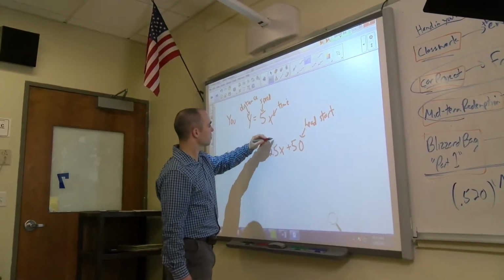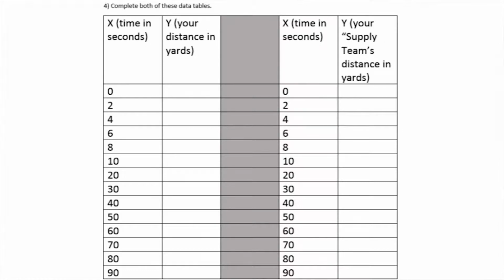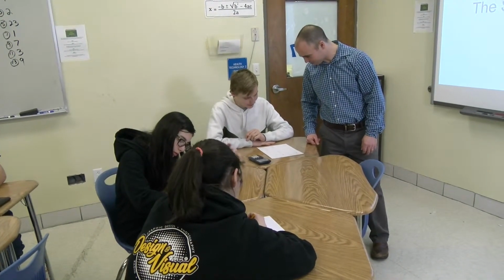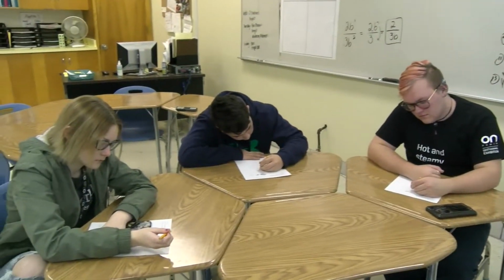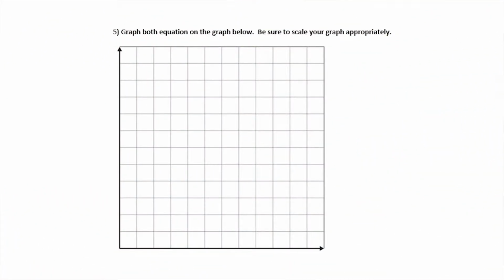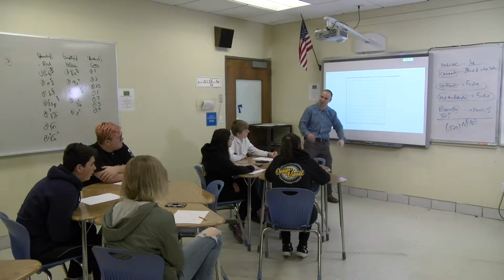So once you come up with the equation, really that's the hard part, because once you do that, step 4 is to create your data tables. These are what your data tables look like. All you're doing is plugging in values for x, seeing what your values are for y. Once you complete your data table, you are going to plot your points and graph your lines. One of the things that may be a little difficult is how do you scale your graph? You want to make sure that you scale your graph so that the lines intersect. One line will be starting at 0, one line will be starting at 50, and then they will cross.